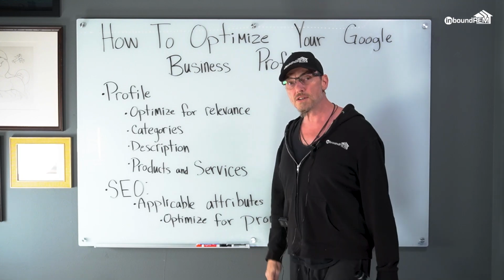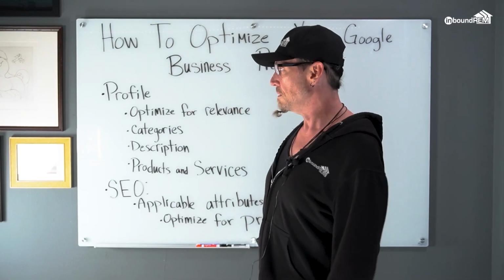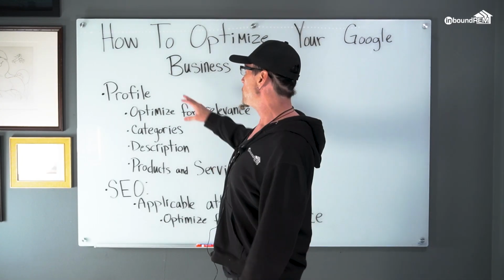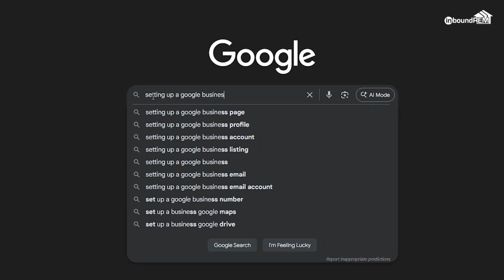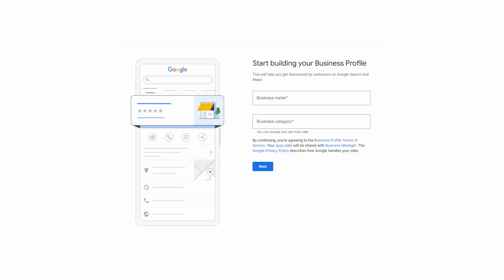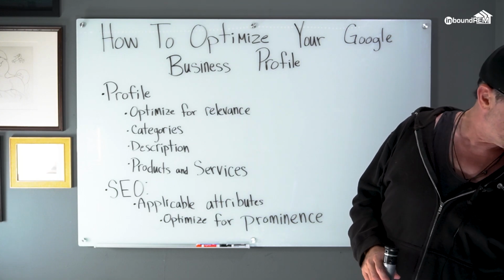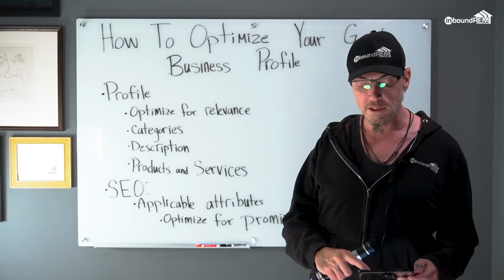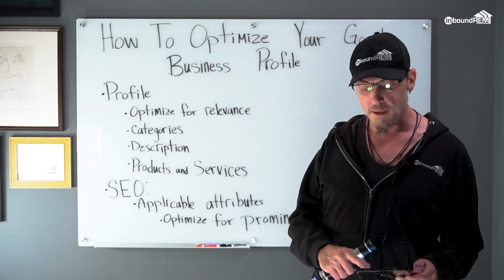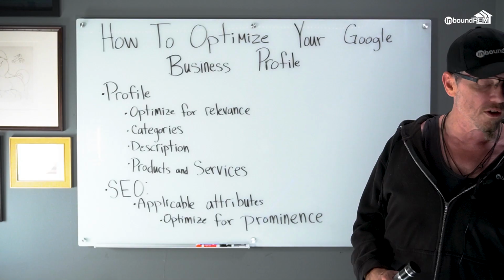So the first thing that has to happen when you are setting up a Google Business Profile is you can just Google setting up a Google Business Profile, and you'll get a link that will open up a profile page, and it'll ask you questions, what kind of business you're in, so on and so forth. So the first thing you're probably going to get is a whole bunch of guided sections when you start out.